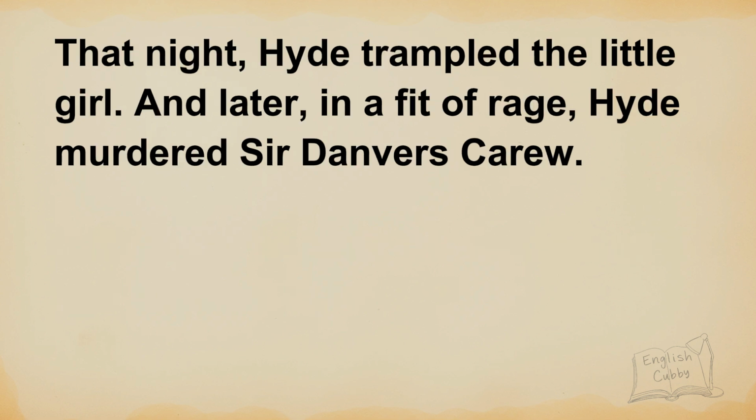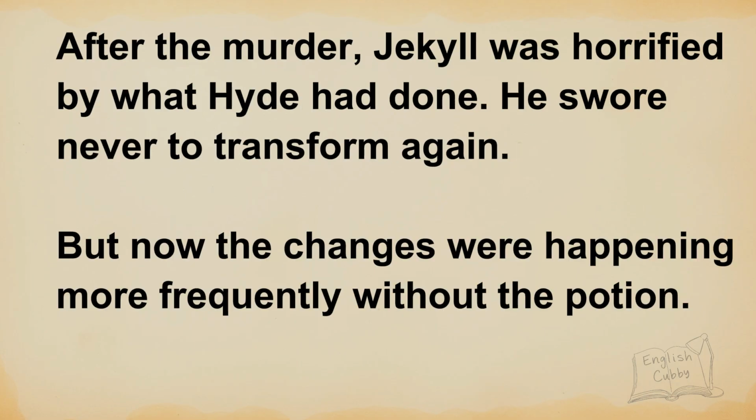That night, Hyde trampled the little girl. And later, in a fit of rage, Hyde murdered Sir Danvers Carew. After the murder, Jekyll was horrified by what Hyde had done. He swore never to transform again.